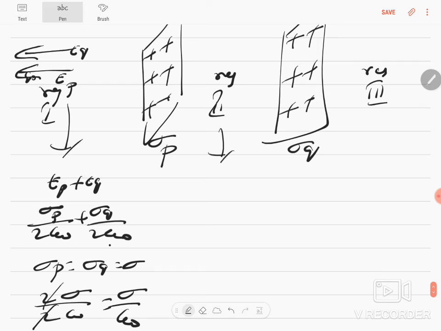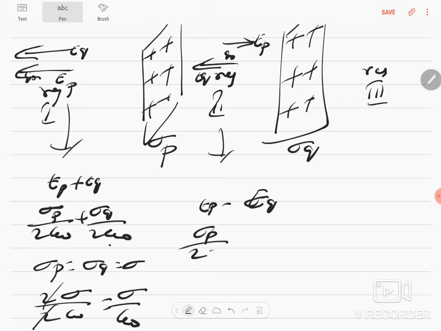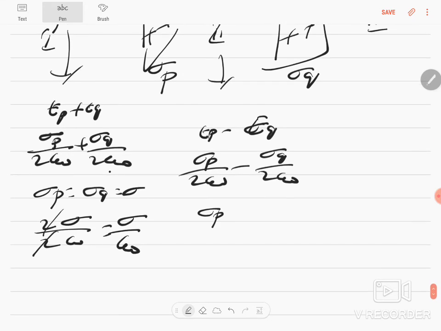Let's come to this region now. Imagine a test charge here. This positive charge will repel it, and this positive charge is repelling it. This is E_P and this is E_Q, and they are both opposite. So E_P minus E_Q, which is sigma P by 2 epsilon naught minus sigma Q by 2 epsilon naught. If sigma P is equal to sigma Q is equal to sigma, it will become the same and get cancelled. It will become 0.